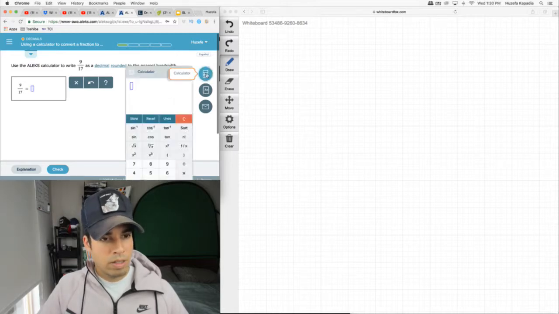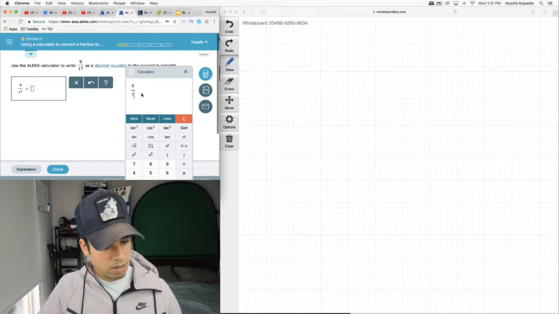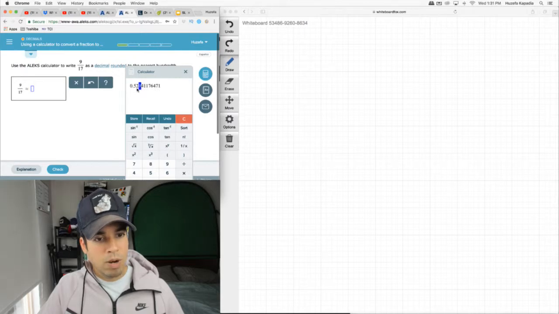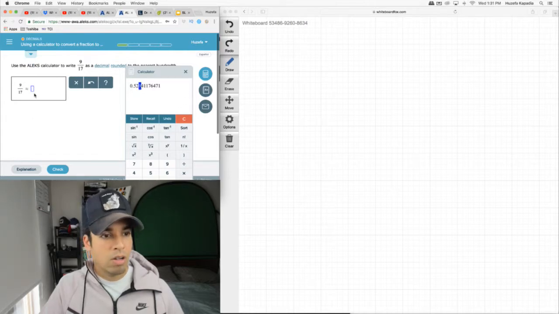All right, we're rounding this to the nearest hundredth. So now we have 9 divided by 17. Where's the hundredth spot? We've got 0.5, that's the tenth spot. Here's the hundredth spot. If we want to round to the hundredth spot, we have to look at the thousandth spot. Is this thousandth spot 5 or greater? Yeah, it's 9. So if we're rounding to this spot, this pushes that 2 up to a 3, and everything else zeroes out. So we're left with 0.53.